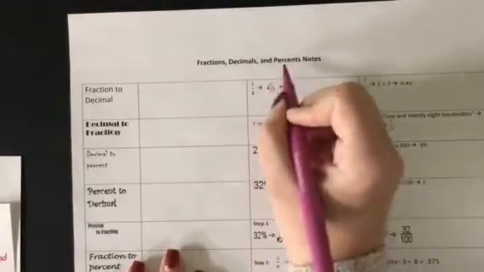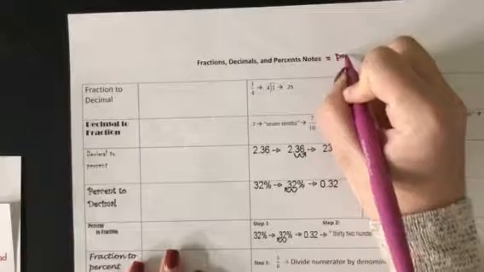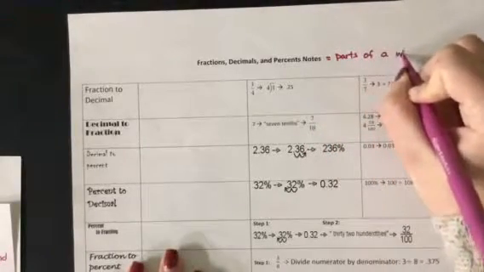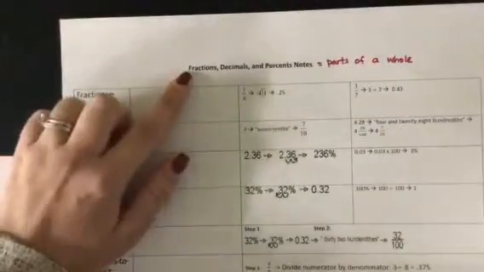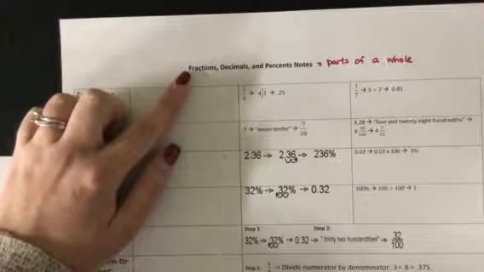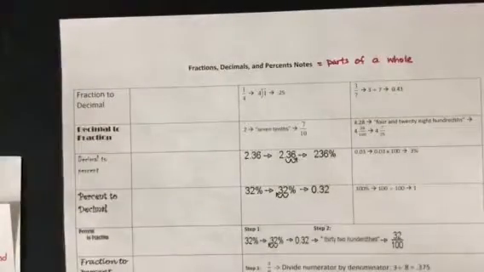So fractions, decimals, and percents are all parts of a whole. So when we talk about fractions, we know that fractions are part of a whole. If I have 1/5 of a pizza, then I've had 1 out of 5 slices of that pizza. So part, 1 slice, out of the whole pizza.